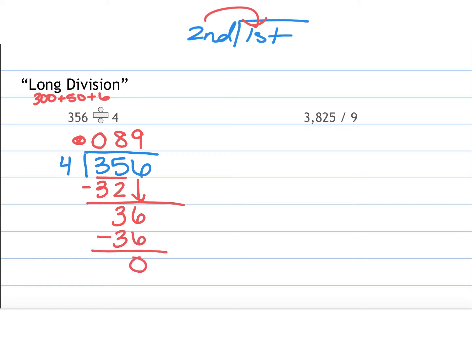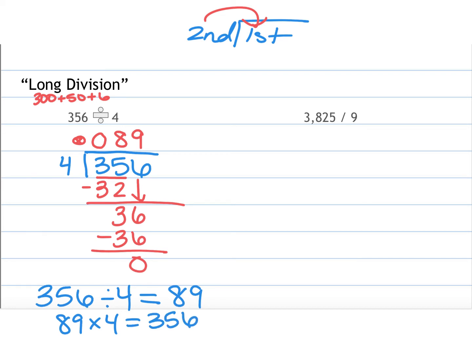This just means that 356 divided by 4 is 89. Also, it means that 89 groups of 4 would give me 356. Remember, this video isn't so much about doing this quickly, but making sure you understand why it's done a certain way. If you feel comfortable, pause and try this next one.